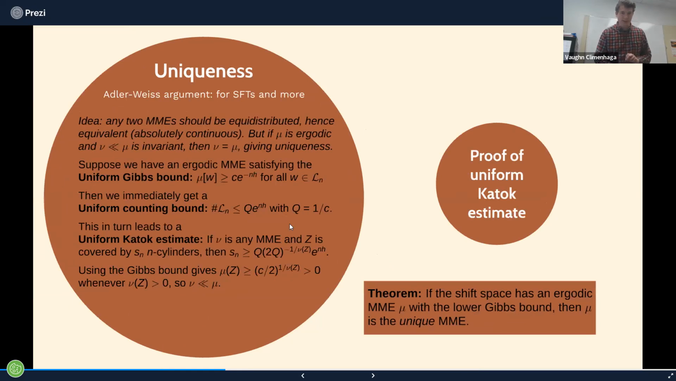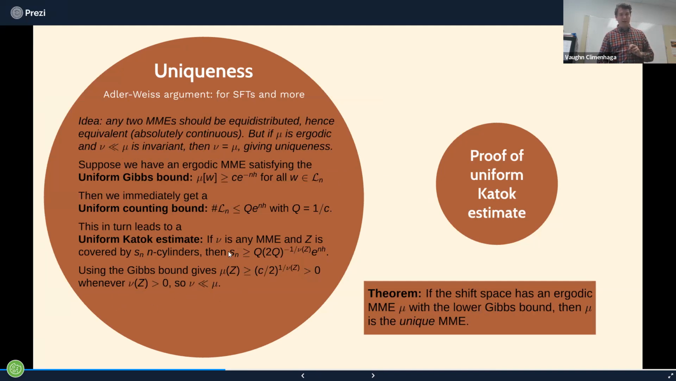But we shouldn't dwell on it right now. The only thing that it's needed for in the proof of uniqueness is to combine with this uniform Gibbs bound. And why would we be doing that? Why are we combining these things? What was the strategy? The strategy that I said was to take an ergodic MME and prove that any other MME must be absolutely continuous with respect to it. That is the goal. To do that, we assume we have some set which has positive measure for an arbitrary MME.